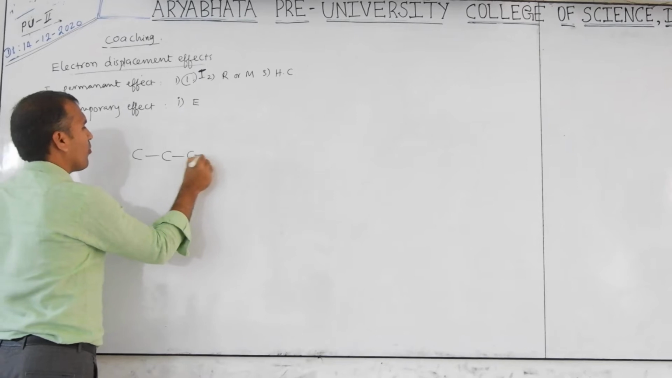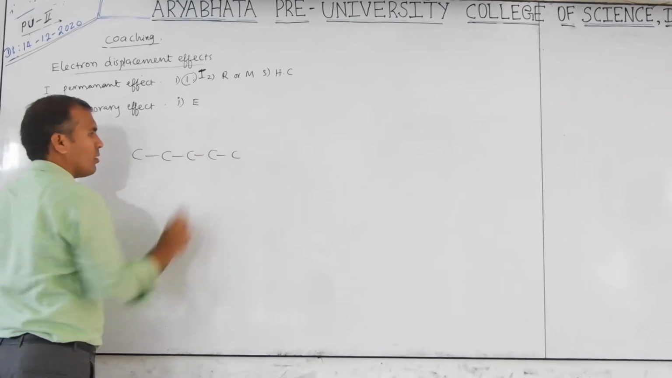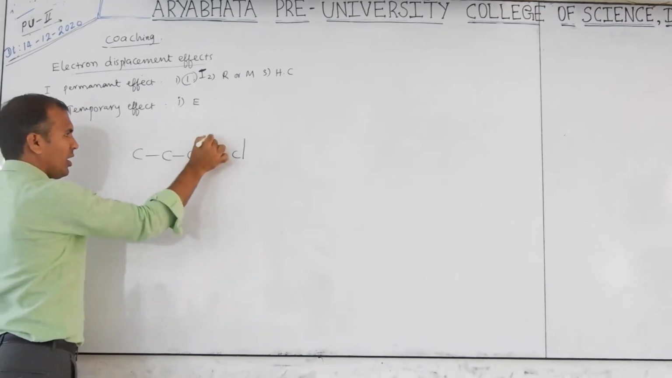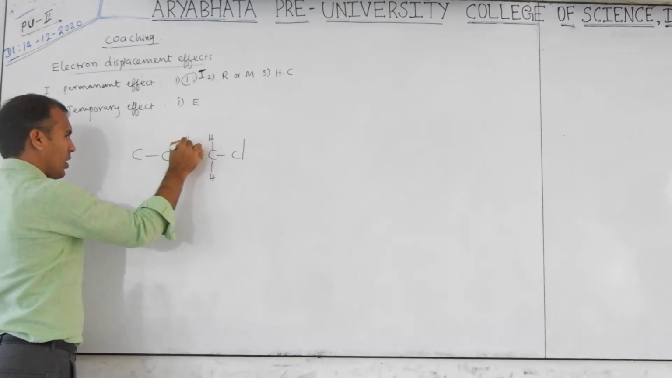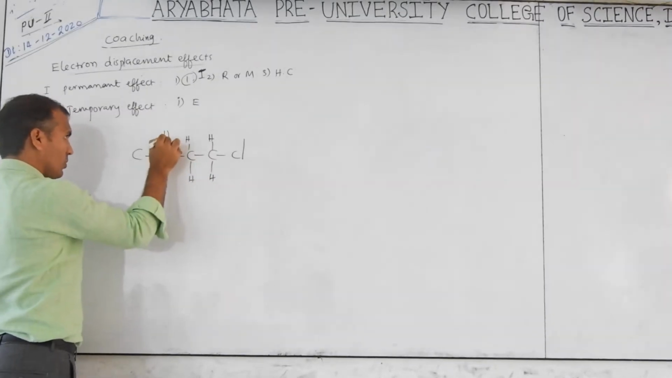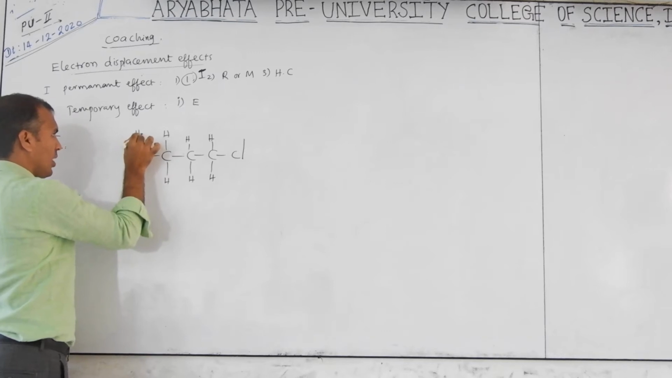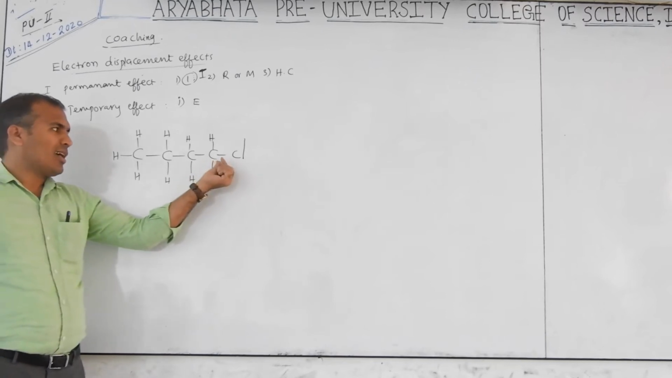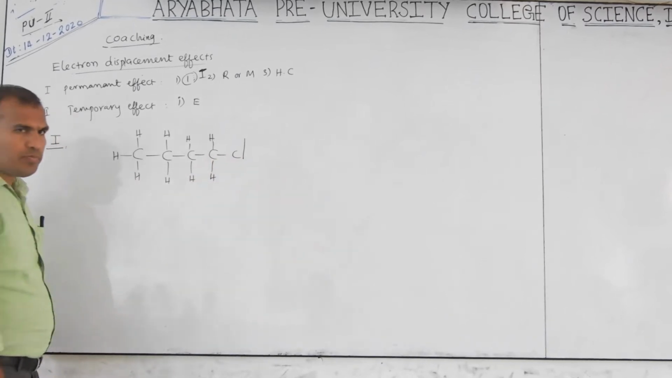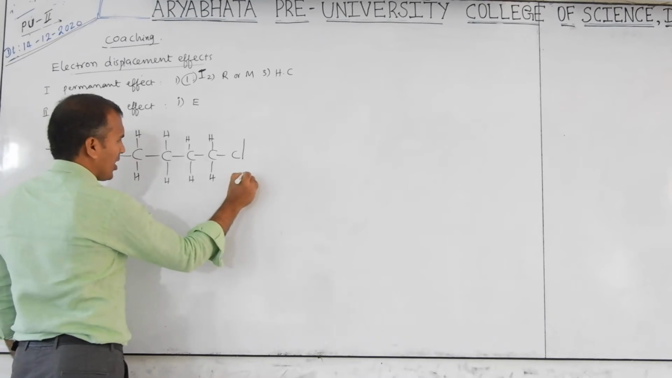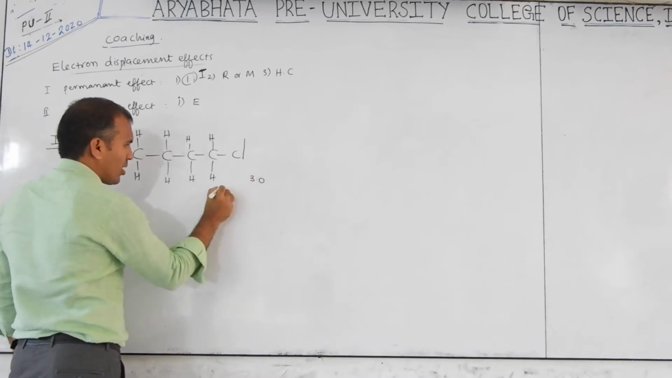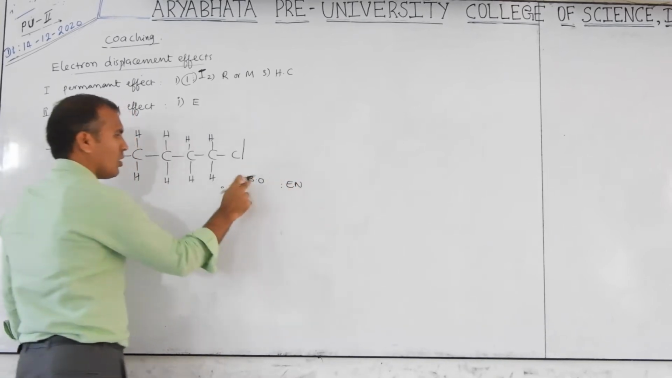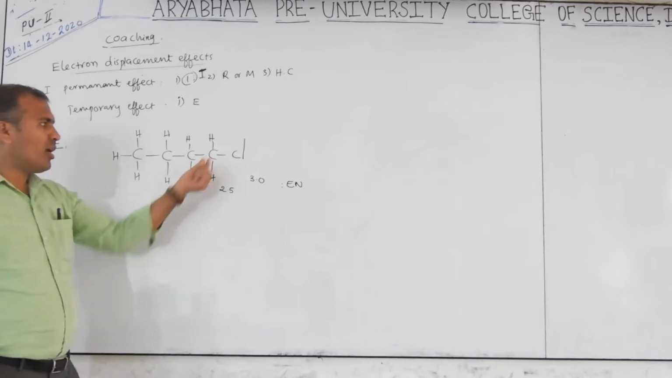Consider this: this is chlorine, this is carbon, it means CH2, CH2, CH2, CH3. In this carbon and chlorine, which is more electronegative? Chlorine electronegativity is 3, carbon electronegativity is 2.5. Now tell which is more electronegative? Chlorine is more electronegative.